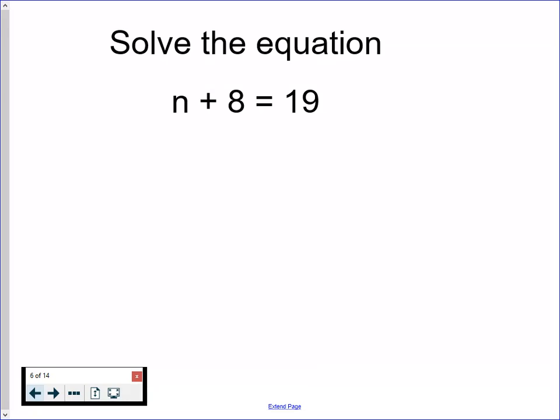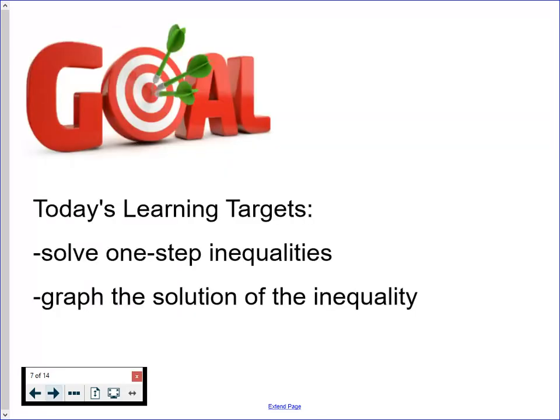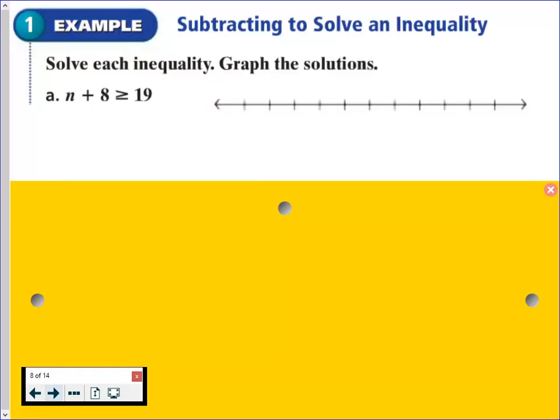Remember last week we spent 2 days adding and subtracting to solve for the variable. So this says n, next to n is plus 8. I'm going to subtract 8. N equals 11. Now what's the difference in today is that it doesn't say solve one-step equations, it says solve one-step inequalities. The strategy is going to be very similar.